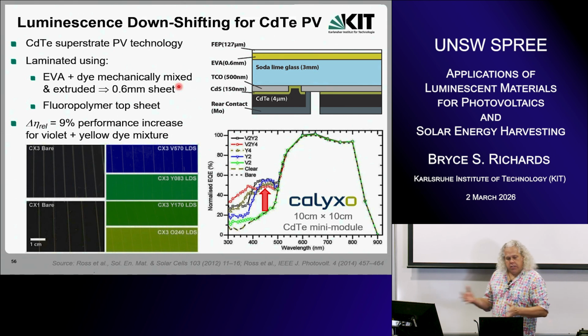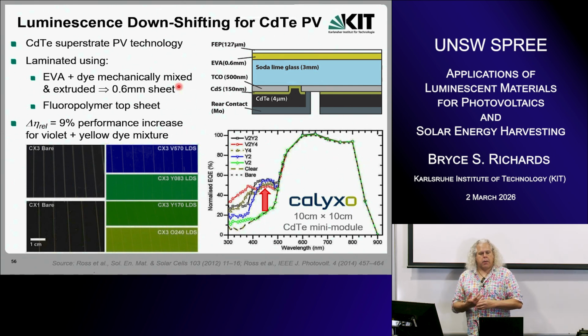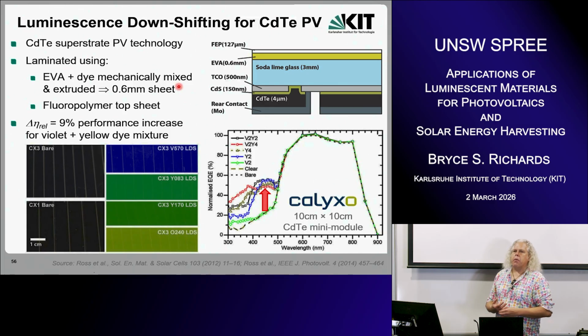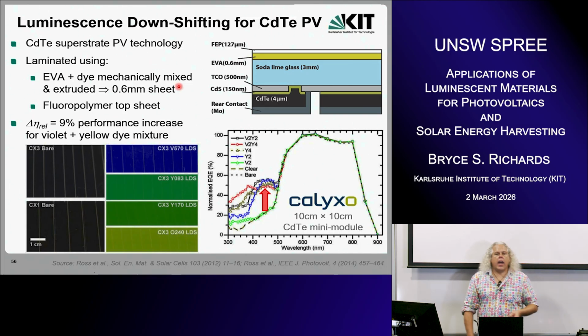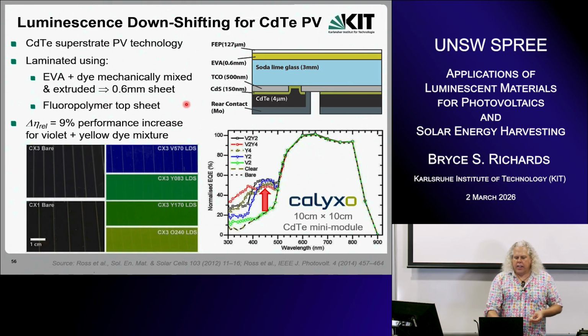So we started extruding. We upscaled our research. We started putting some EVA and dye mixtures, extruding sheets that were about 0.6 millimeter thick, and then putting these on top of the soda-lime glass and with another fluoropolymer layer, a very thin layer, about 100 microns. Put that together as a sandwich and then put that into the laminator. And this gave us some quite cool results.